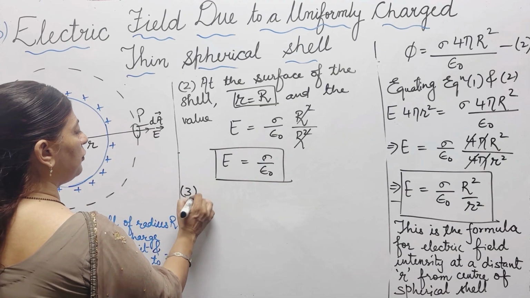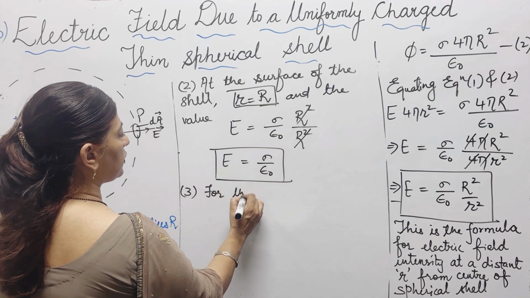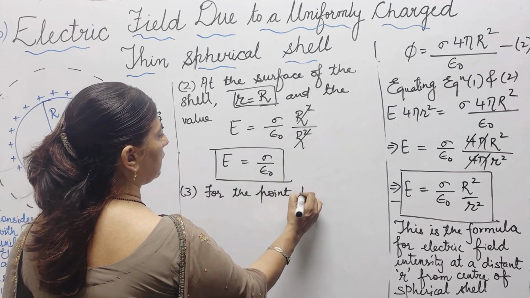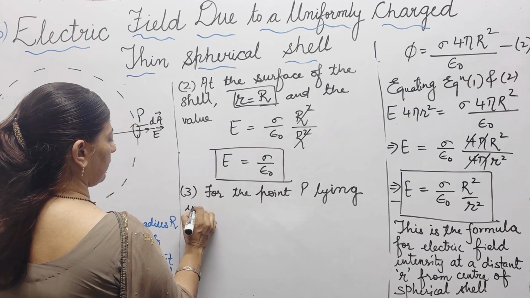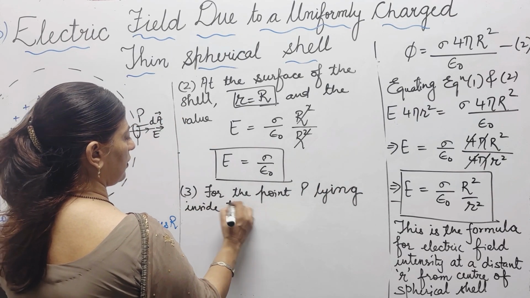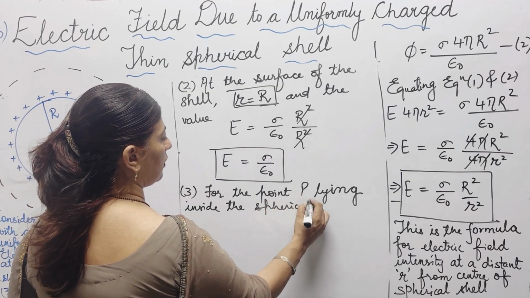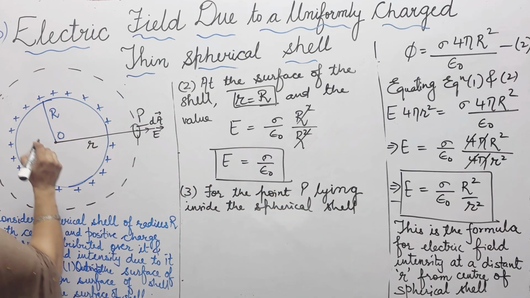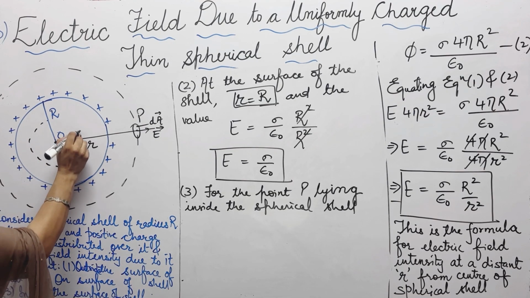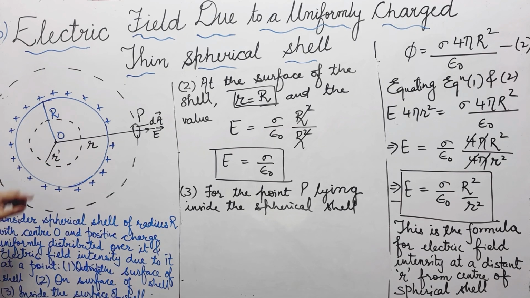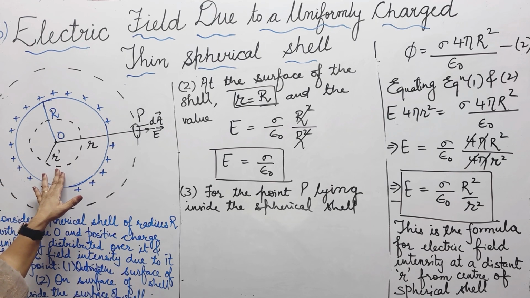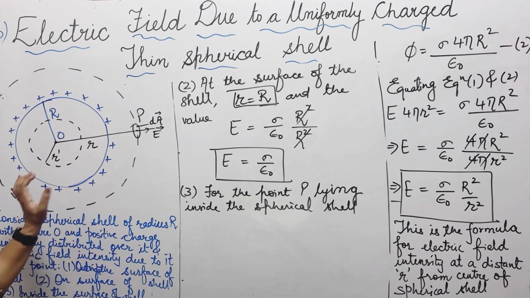And in the third part, for the point P lying inside the spherical shell, in that case, let us draw a Gaussian surface with distance, say, r dash. Now if we look at this Gaussian surface, it doesn't enclose any charge, and because of that, there won't be any electric field inside this shell.